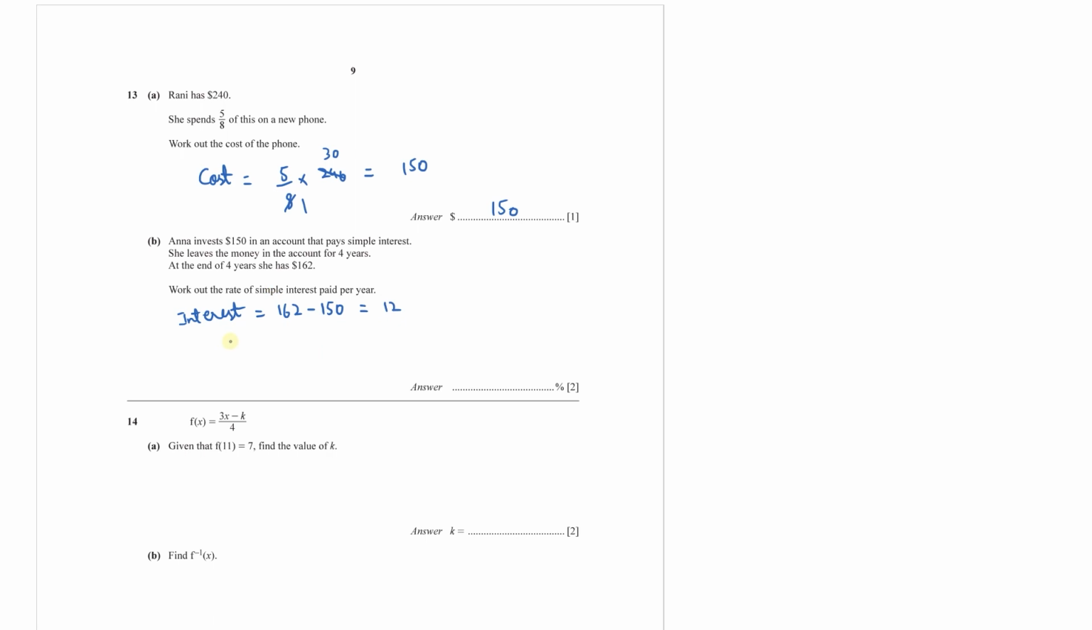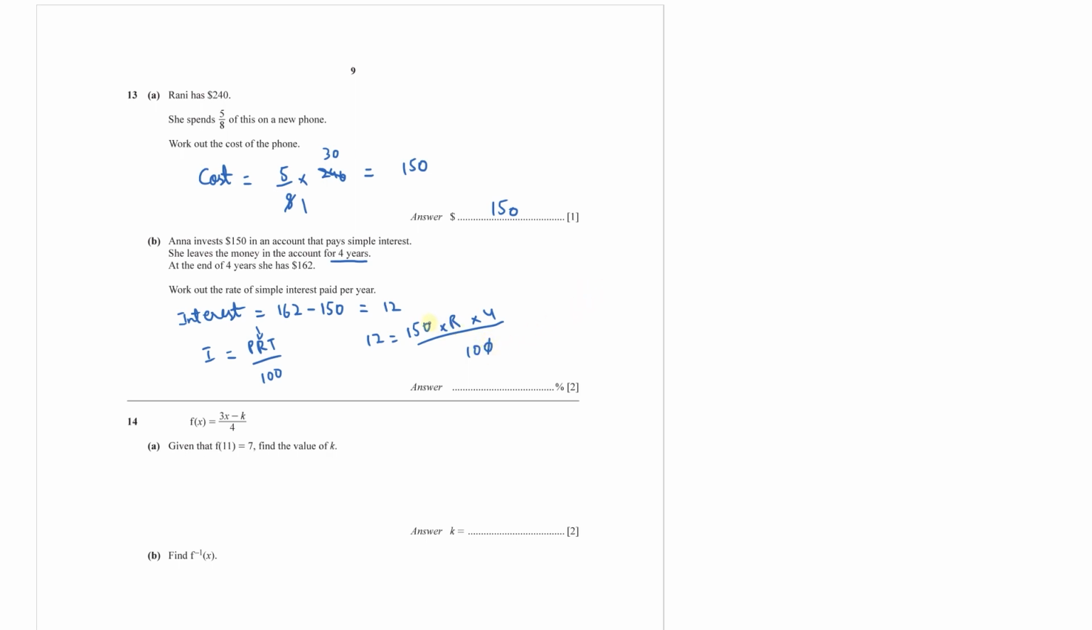And you know that the formula for simple interest is PRT over 100, where P is principal, R is rate that we need to calculate, and T is time. So we know that interest is 12, principal amount that she invested was 150, rate is unknown, that's what we need to find. Time is 4 years, so 4 years and then over 100, and then we can solve for R.